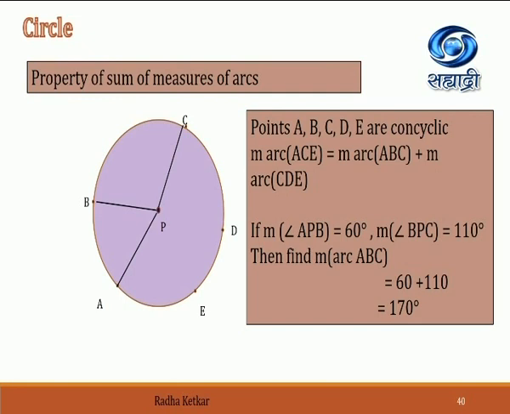Now, if the measure of angle APB is given as 60 and the measure of angle BPC is given as 110, then find the measure of arc ABC. We can make use of these central angles to find out the measures of the arcs also. So 60 plus 110 will give us 170.